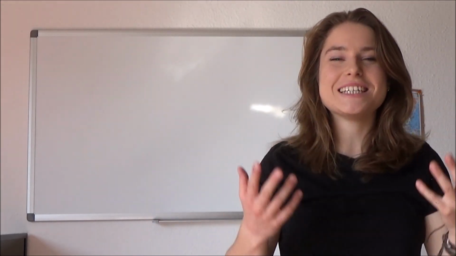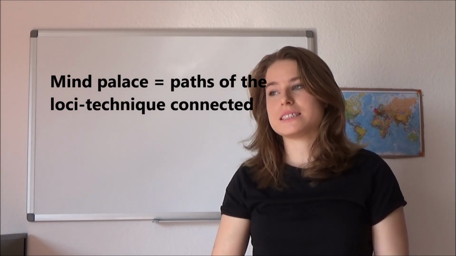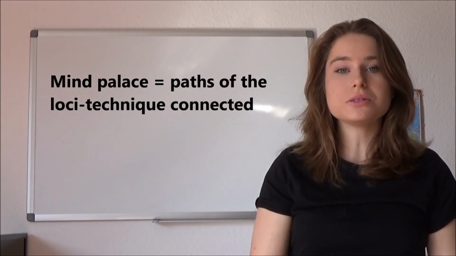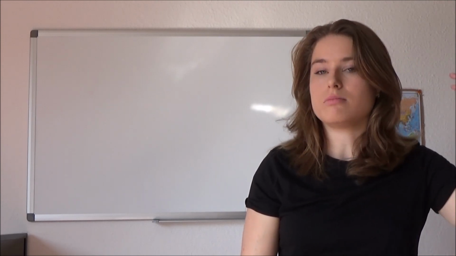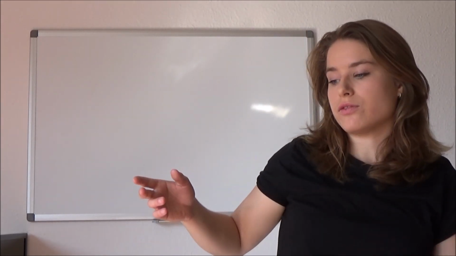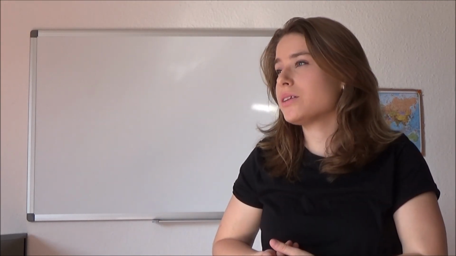And now the mind palace is just, and this is so easy, it's just many paths of your Loki technique connected together. So let's say you've got now the path from your home to your school, and you use that for everything you have to buy this month, for example. And then you just choose the way from, I don't know, your home to the playground, you play with your brother or something, and use that for maybe the vocabulary in Spanish or anything.